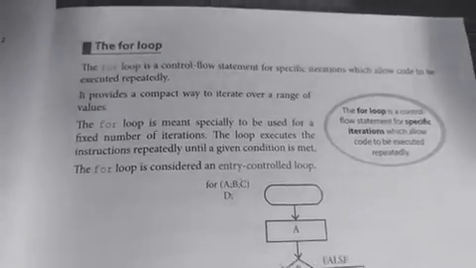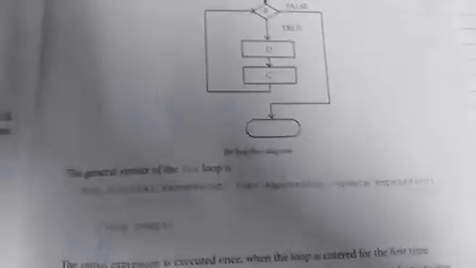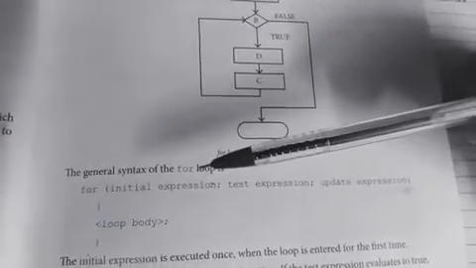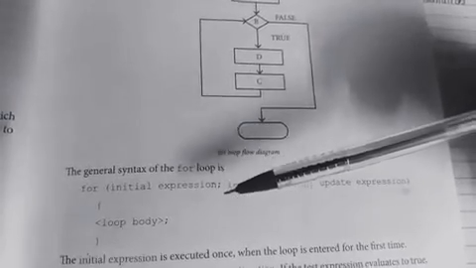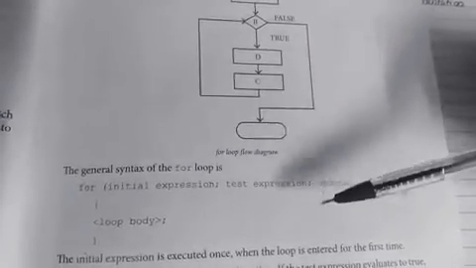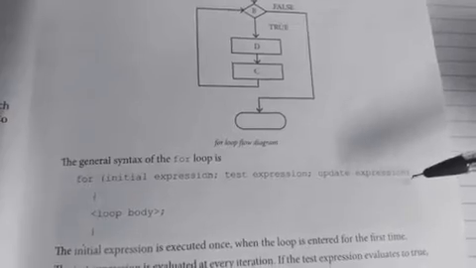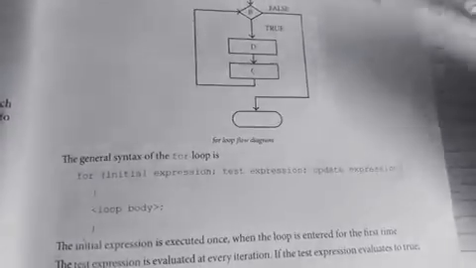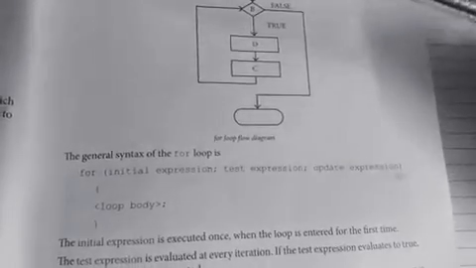So let's see the general syntax of for loop. This is the general syntax of the for loop. For, put a bracket, initial expression, then put a semicolon, test expression, semicolon, update expression, and after that close the bracket. Then opening brace, loop body, closing brace.